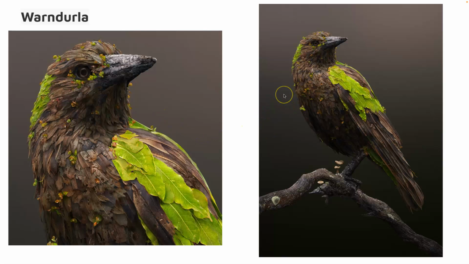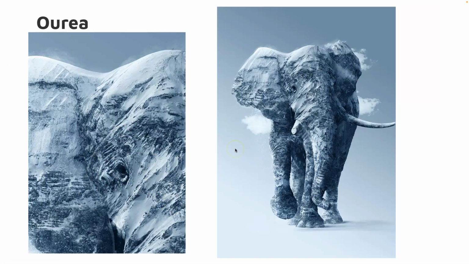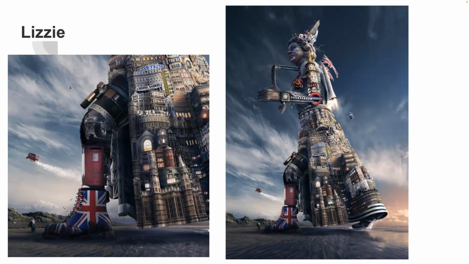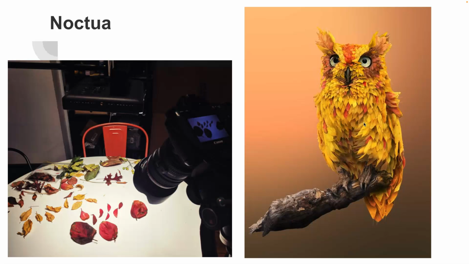It's a Nature Conservancy commission, and it's all made with dried leaves and bark, right? To make this bird out of all these different layers that are warped and shaped and lit to make a new image. This is an elephant. Again, Nature Conservancy, all from glaciers and mountains. This is a seahorse, all out of plastic bags. Or not plastic bags. I think they're like rubber gloves. Yeah, plastic gloves, like surgical gloves. Here's the Queen of England, made up of all landmarks from London and from England.